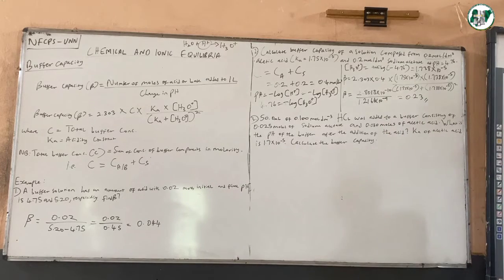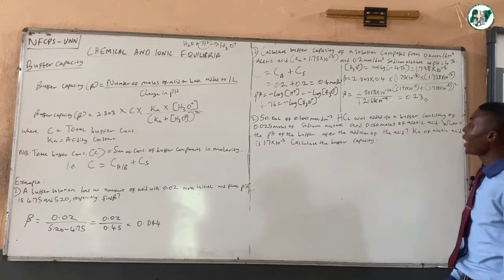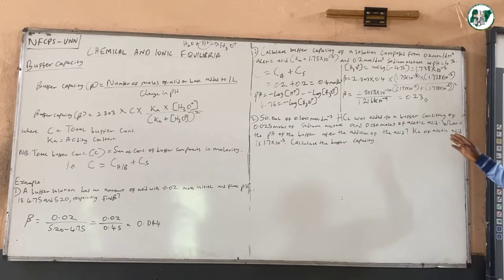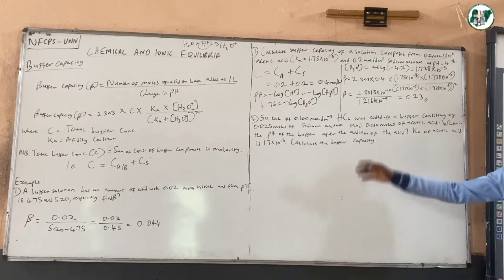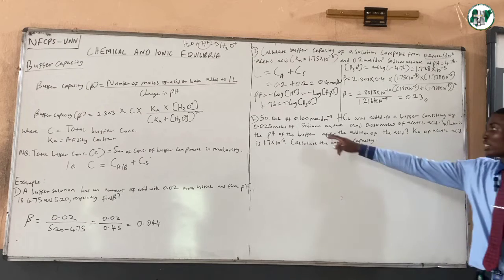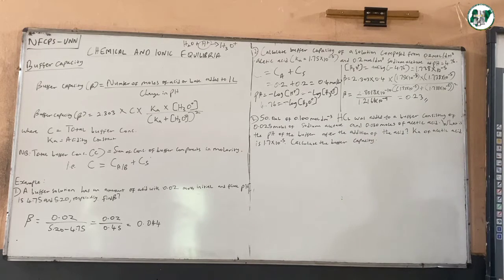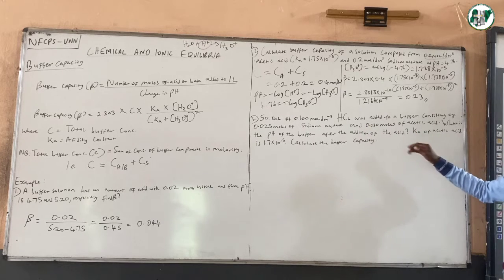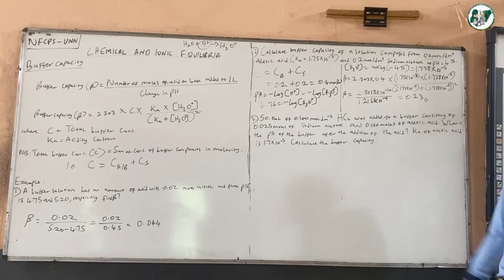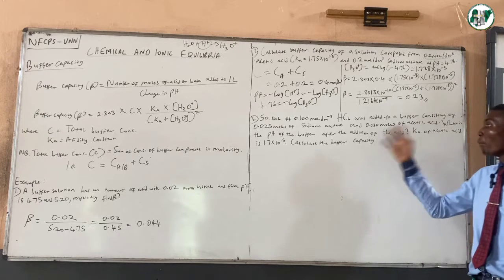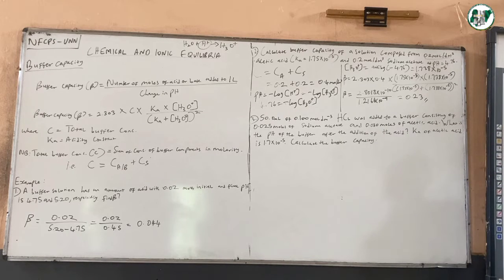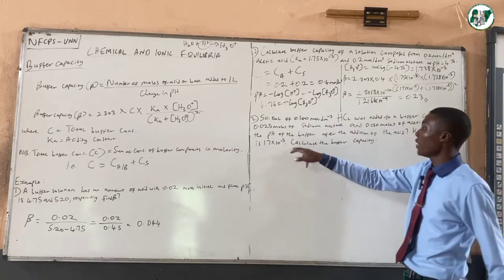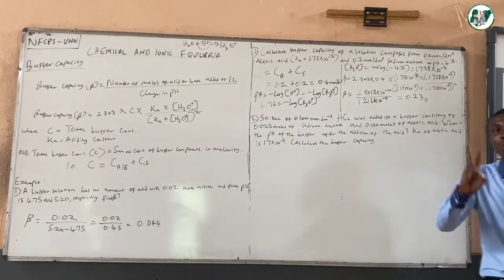So we have 50 ml of 0.1 mole per dm cube HCl added to a buffer consisting of 0.025 moles of sodium acetate and 0.030 moles of acetic acid. So this is an acidic buffer made up of acetic acid and its conjugate base, which is the sodium acetate salt. What is the pH of the buffer after the addition of the acid? Ka of acetic acid is 1.7 times 10 raised to the power of minus 5. Then the next thing is to calculate the buffer capacity. So we have two questions.